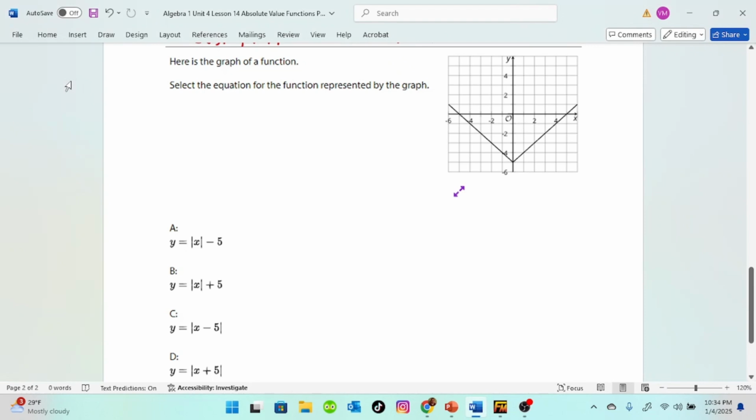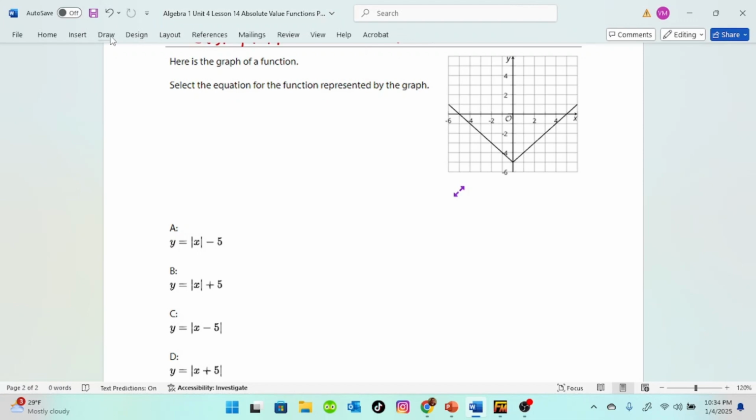Our last practice problem. Here is the graph of a function. Select the equation for the function represented by the graph. Now, what we have on this practice problem is a great opportunity to show all 4 of the shifts of an absolute value function. So I want to use this problem to take that opportunity to show you just that.